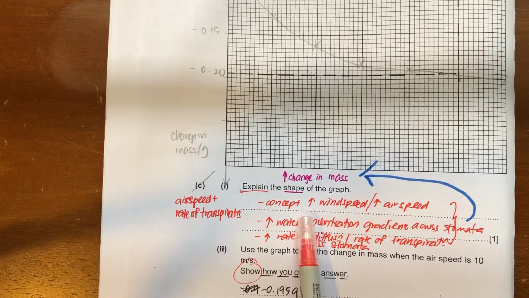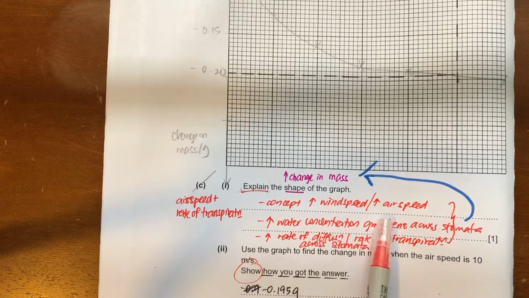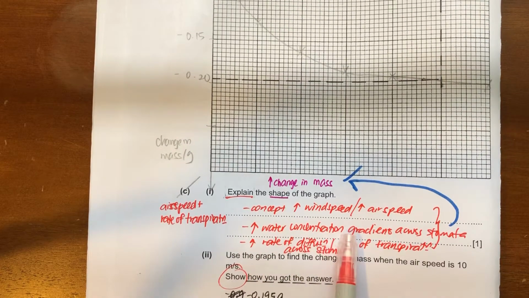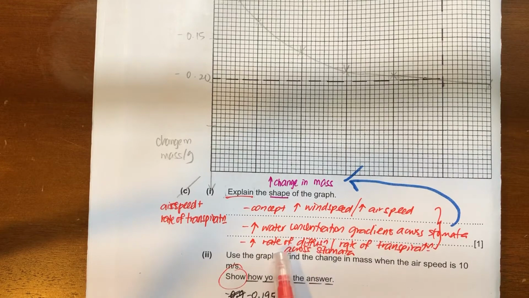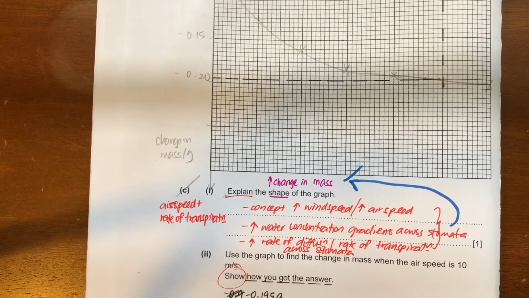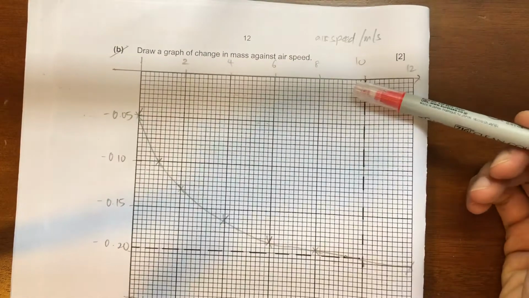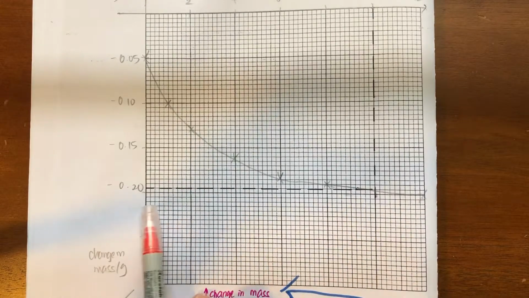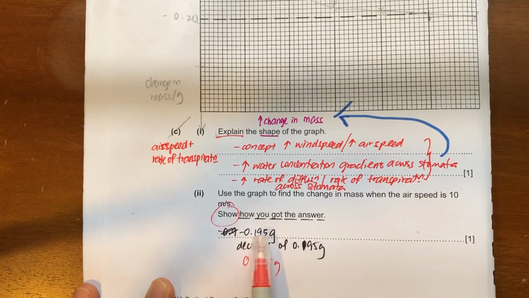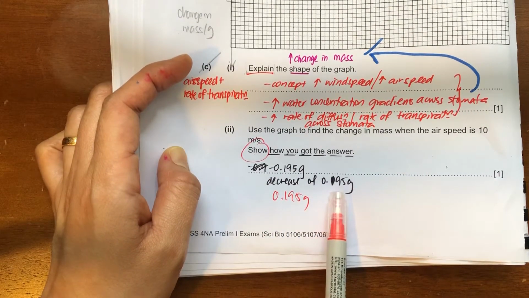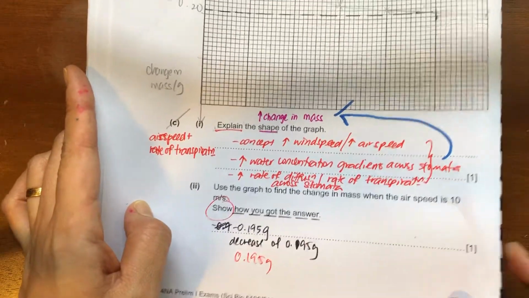So then if you want to explain it, use the concept of wind speed. If you increase wind speed, you increase the water concentration gradient, and when you do that, you also increase the rate of diffusion. For question C, part 2, show your working. Okay, when you show how you get your answer, use the dotted lines to get the answer. So you can either put minus 0.195 grams if your graph is like this. If your graph is like this, then your answer should be 0.195 grams, or you can say decrease of 0.195 grams. Okay, that is for part C.